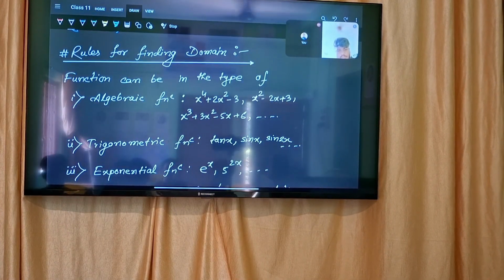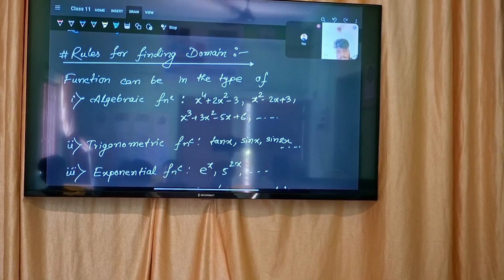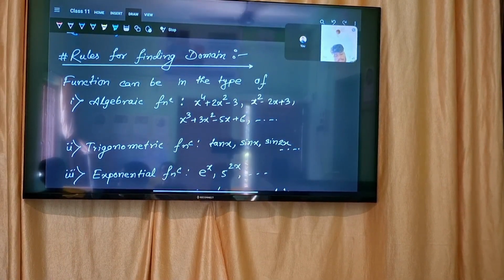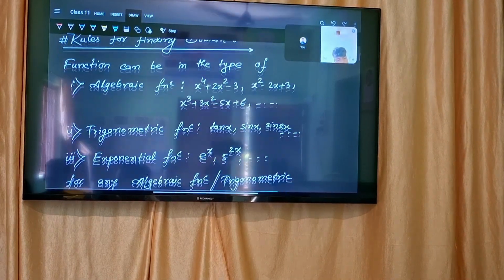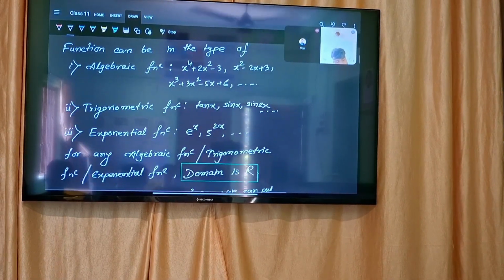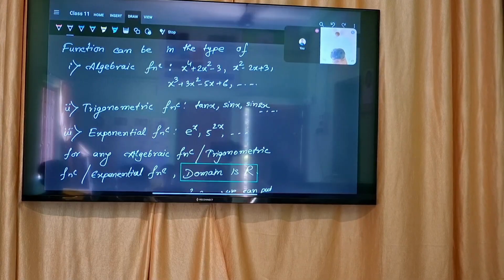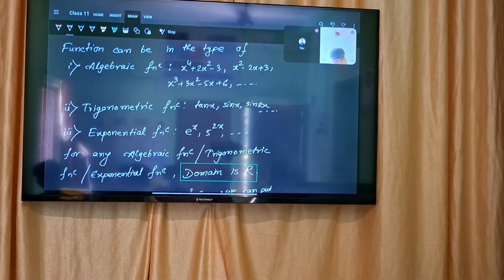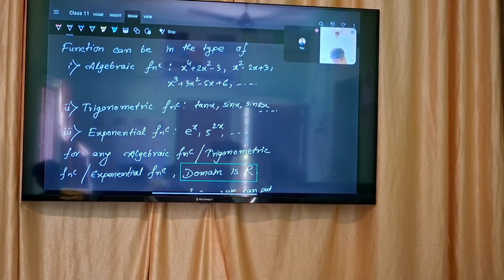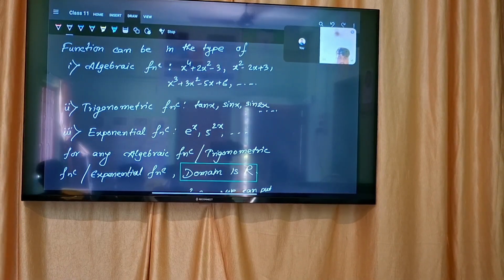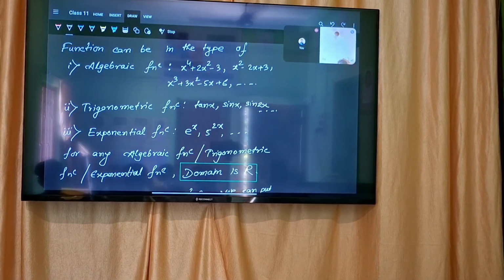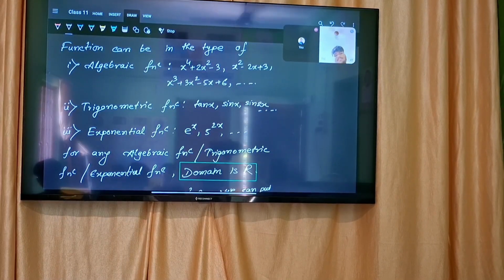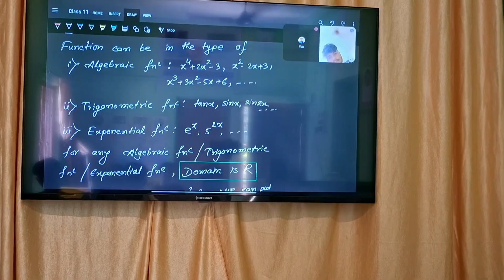So out of these 3 functions, if you are finding the domain, means you are finding the value of x, the domain will be real number, only real number. Positive, negative, any values it can take. You can put any value of x, whether it is positive or negative. Any real value I am talking about, not complex value. Okay? So for any algebraic or trigonometric or exponential function, domain should be real number. That means you can put any value of x and the value of the function will come.